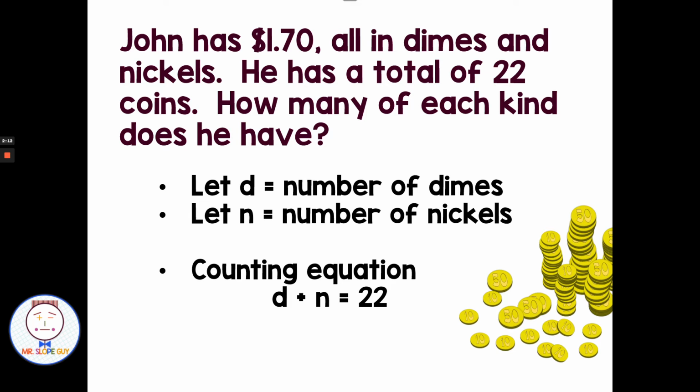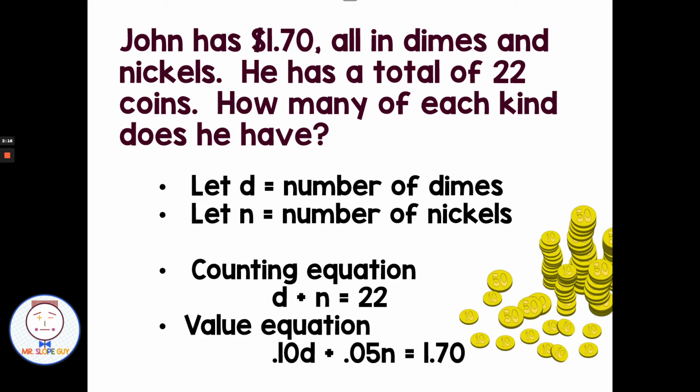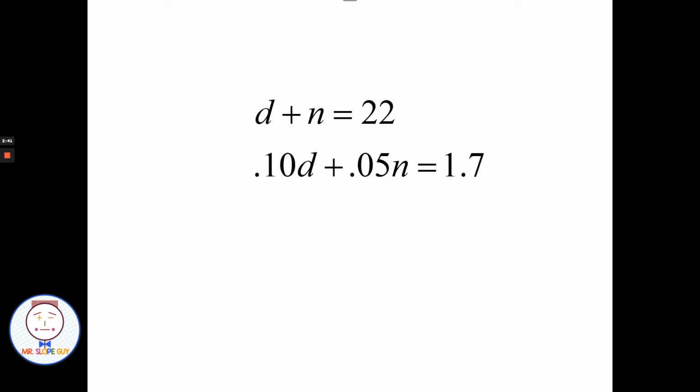So when it comes time to write the value equation in this case, I want to use 0.10 for d, 10 cents for each dime, so d will be multiplied by 0.10. 0.05 for nickels, so that each nickel is worth 5 cents, and we know we have a total of $1.70. Then we can go through and solve by any of our methods of solving systems of equations. We could solve by graphing. We could solve by substitution or elimination.